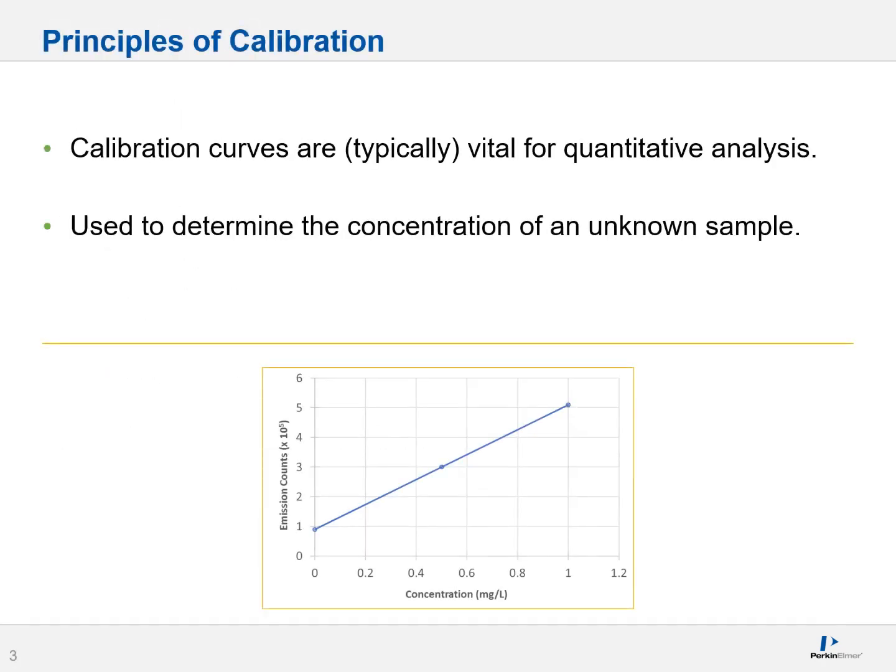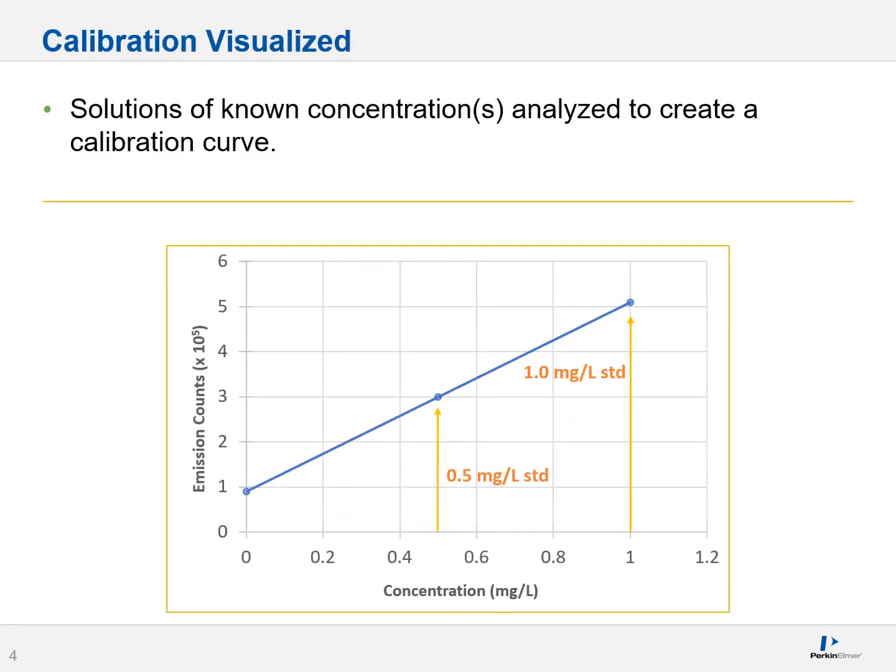Now, here's the reality. Calibration curves are usually vital for quantitative analysis. If you're trying to figure out how much of something you have, odds are you need a calibration curve. It's really used to determine the concentration of an unknown. And how is that done? To create a calibration curve, you need something called standards. Standards are solutions that you make or purchase that have a known concentration of target element. Generally speaking, one would use a low, medium, and high standard, although there are cases where you'd use more.